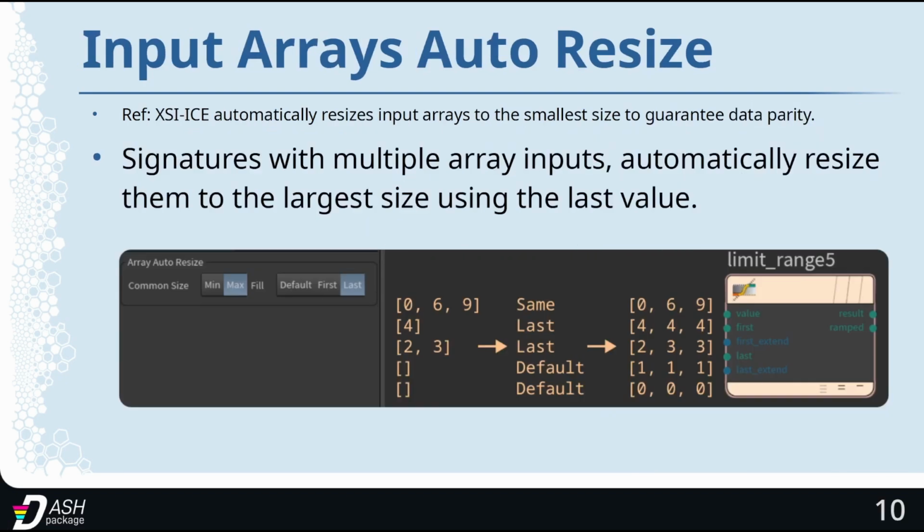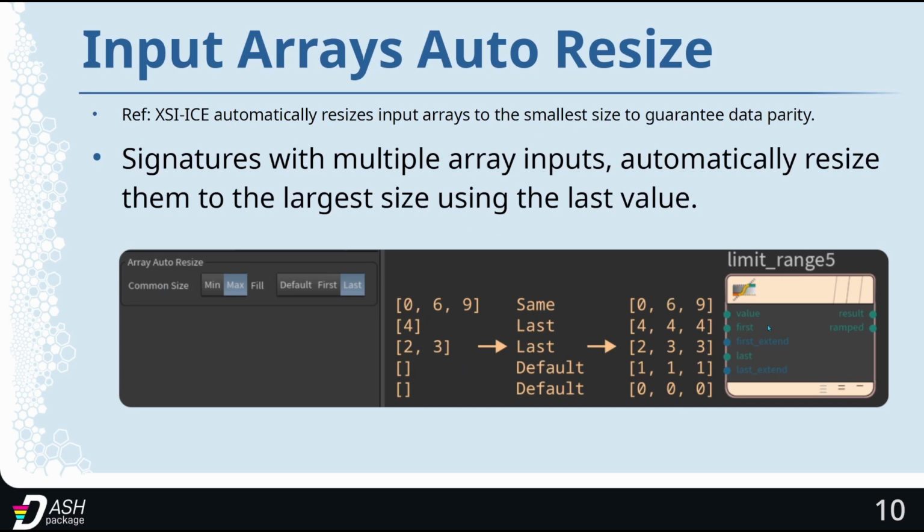Another thing that is supposed to speed up some of the setup time is auto resizing of multiple input arrays. In Softimage, I remember that if I had multiple arrays coming into a node in ICE, they would all be resized to the smallest array. Sometimes that was useful, but sometimes it had issues because I had to constantly keep resizing the input arrays so they wouldn't compromise the operation. So here I decided to resize to the maximum, to the largest size.